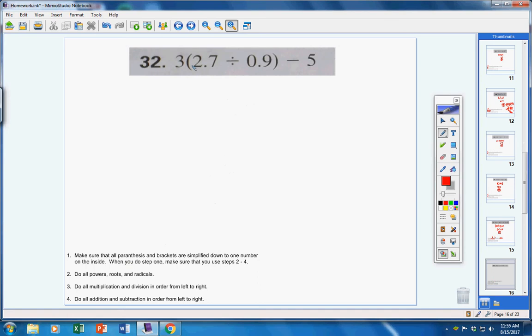Number 32. Alright, step 1, make sure your parentheses and brackets are all simplified down to one number on the inside. So obviously this parentheses here needs a little bit of work. So don't let decimals freak you out, no big deal. We have 2.7 divided by what? 0.9. We should know from elementary school and middle school how to do this.